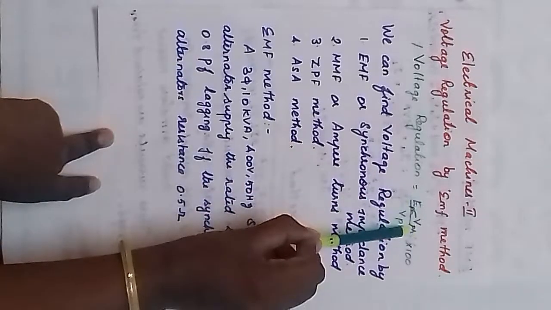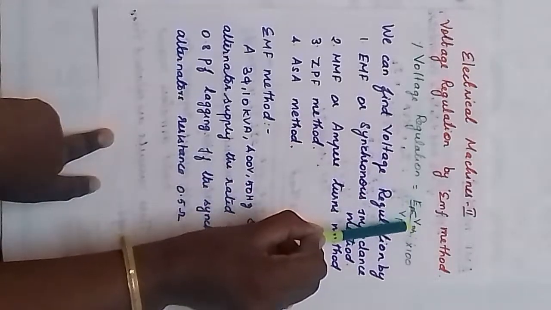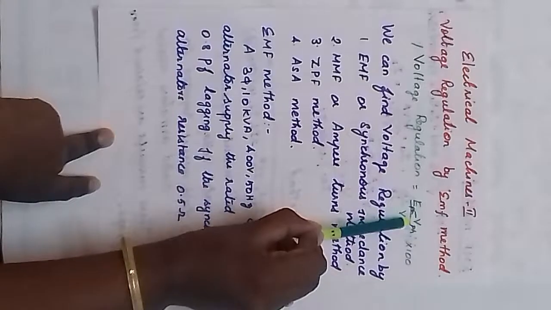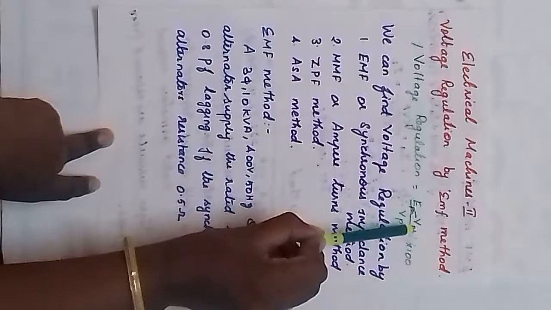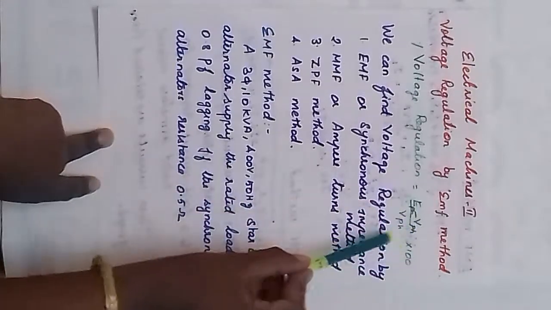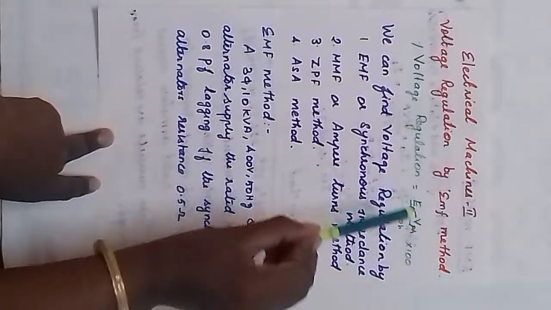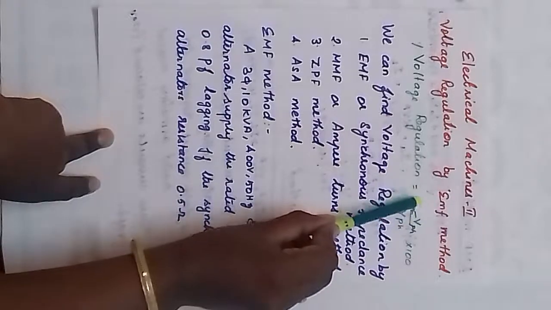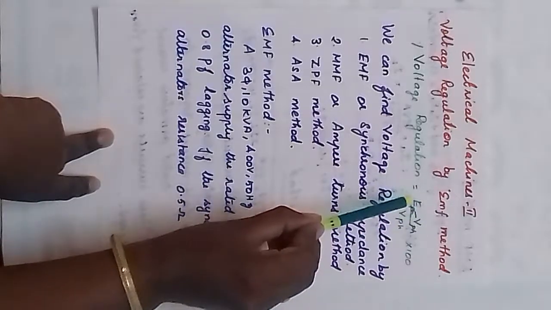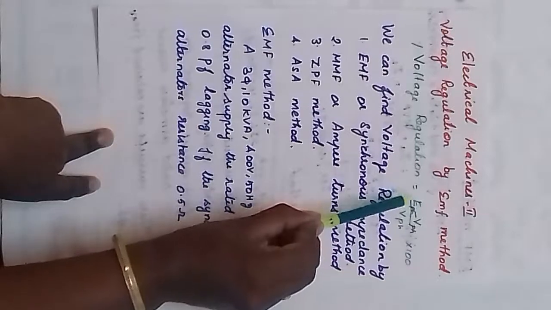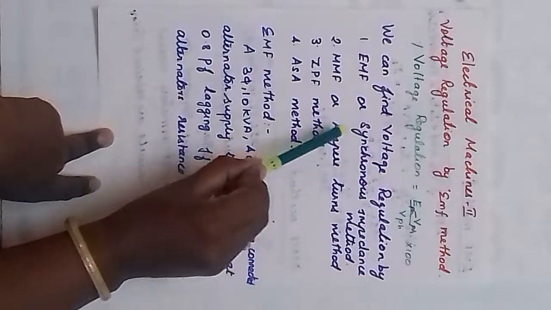And the second one is V phase. V phase means the terminal voltage. So terminal voltage can be measured by using any meter, which means a voltmeter. So finding the V phase value is simple, but finding the value of E phase is difficult. So for finding this E phase, we are going for different methods.